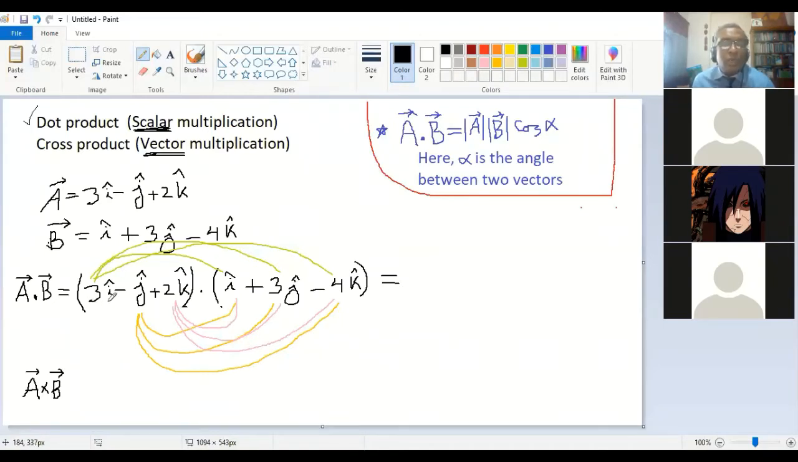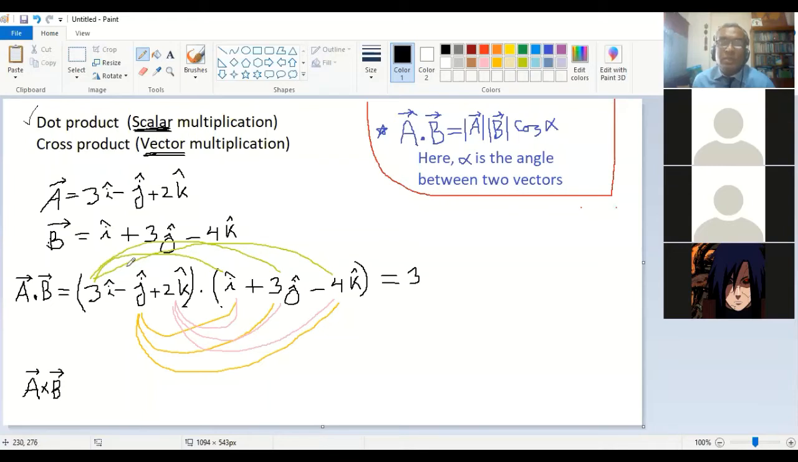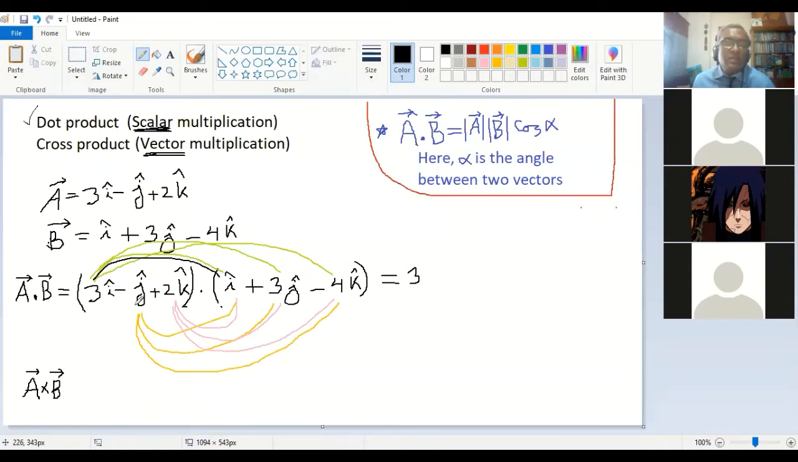And for the first one, it will be 3i dot i. So 3i dot i will be 3 into 1, because you already know it is i dot i, so it is 1. 3 into 1, just 3. And then minus j into 3j. That will be again minus 3, into 1, yes, it is minus 3.